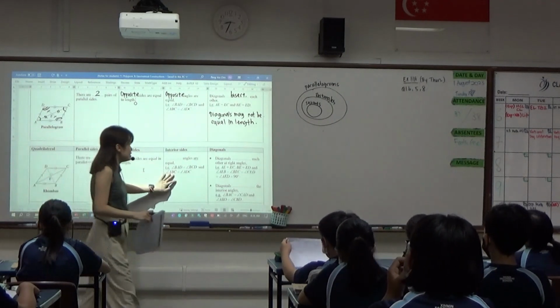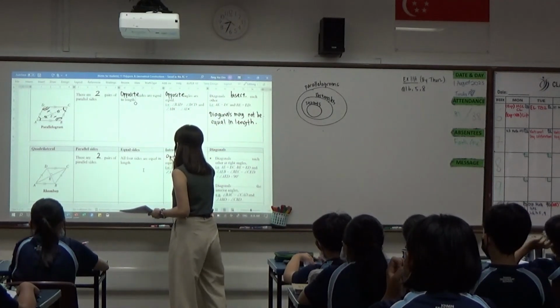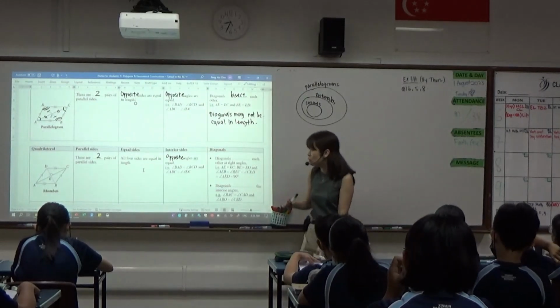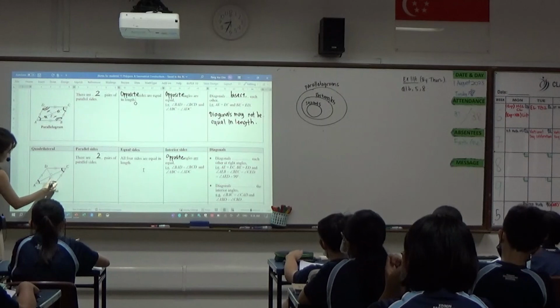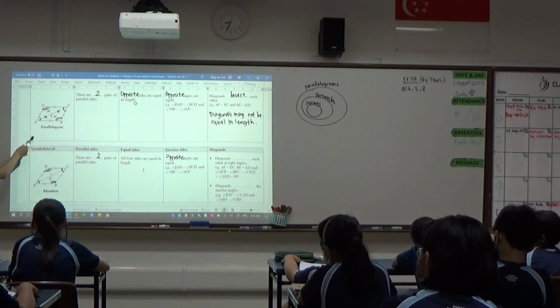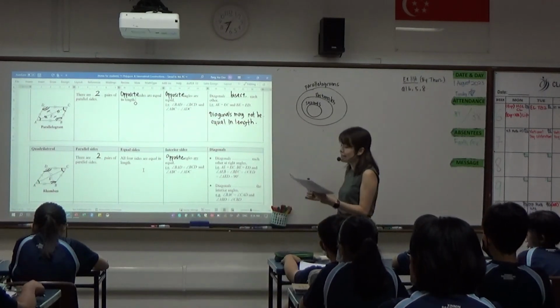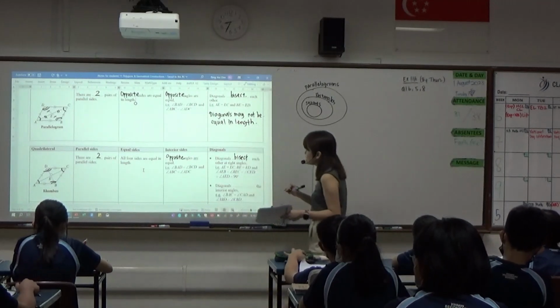Then the interior angles, the opposite angles, will actually be equal. So in other words, this and this are equal, this and this are equal. So that is similar to our parallelogram as well. Then the diagonals, they bisect each other at right angles.